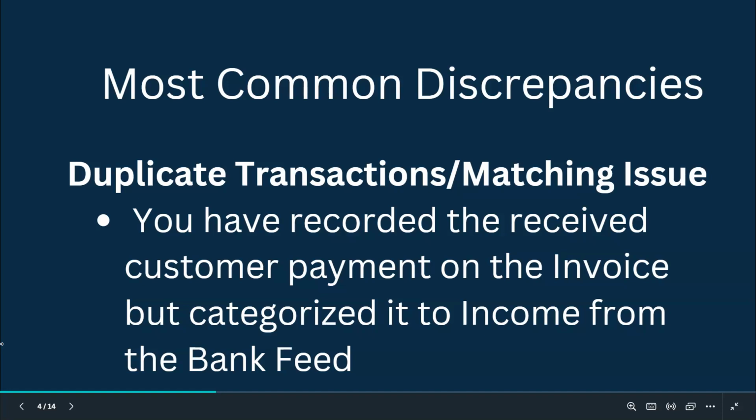All right. We'll go to QuickBooks Online in a minute, but I'm just going to go through all the reasons. The most common discrepancies. The first one is the duplicate transactions matching issue. You have recorded the received customer payment on an invoice, but in your bank feed, you categorized it as income. You didn't match it. This is very, very common. This is the one you need to learn how to do, otherwise your QuickBooks can always be a mess.